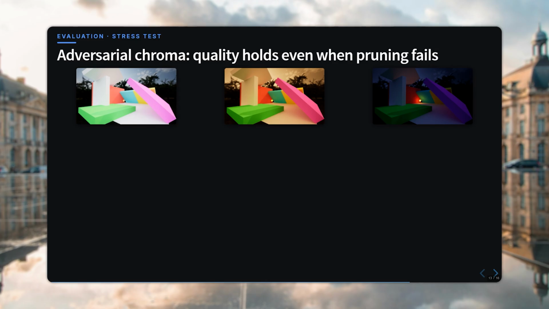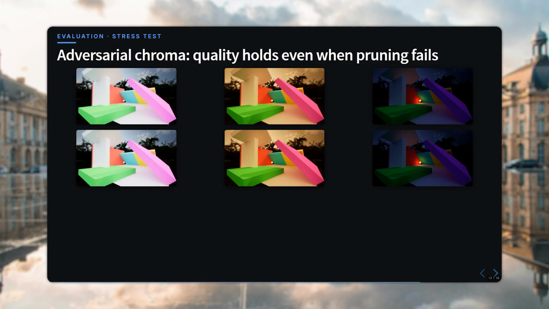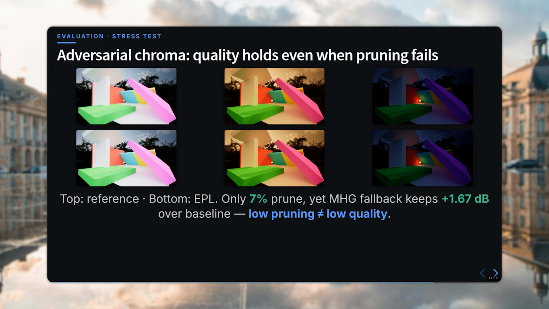The top row here is the reference across day, dawn, and night. And the bottom row is EPL. So here only 7% of the light maps prune, but the MHG fallback absorbs all the hard cases, and EPL still beats the baseline by plus 1.67 dB. And the takeaway is that low pruning does not mean low quality.